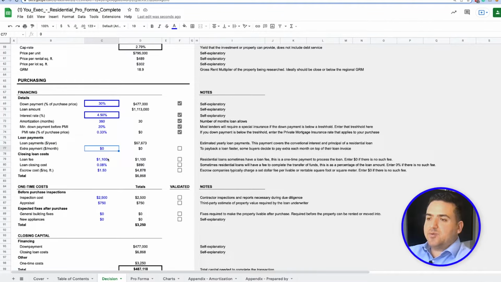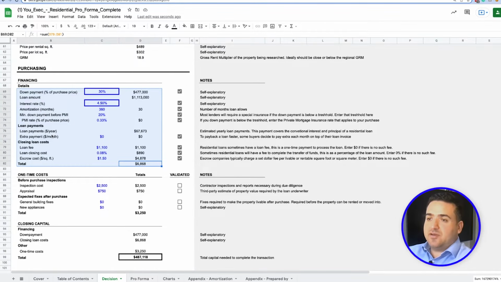Lastly, if you want to add extra payments so that every year you expect to have an extra $500 because you want to pay off the loan much faster, you can enter that amount here. Finally, we have very standard loan fees. You should probably speak with your bank or your mortgage lender to ask what their loan fees are, what their closing costs are as a percentage of the loan. And if you're going to end up using an escrow company, what is their fee per square foot, rentable square foot. So these are all the fees associated with financing and actually making the transaction as it relates to the loan.